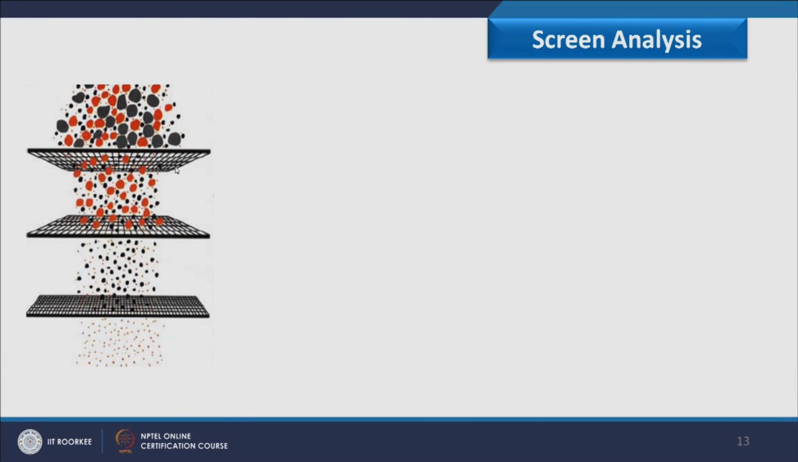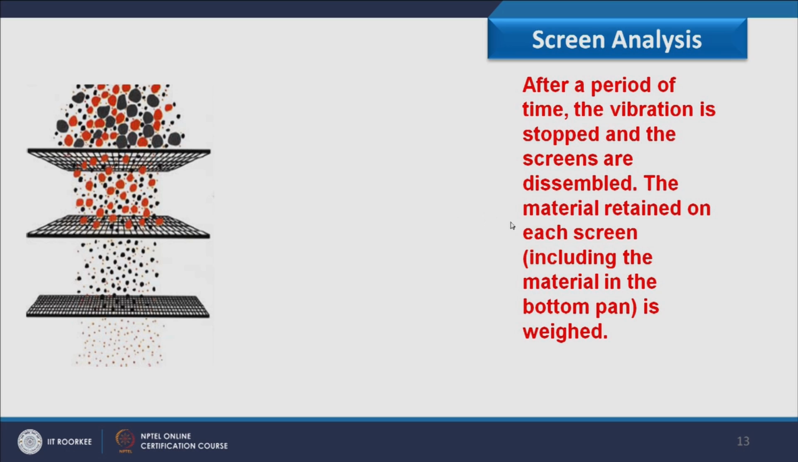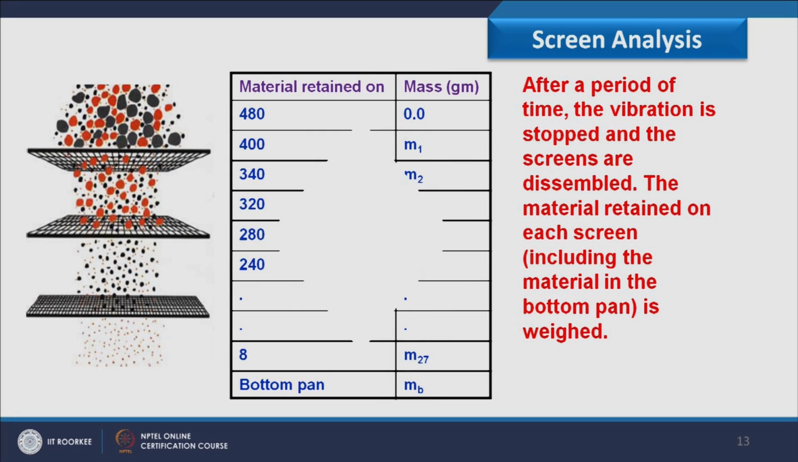Therefore, in this schematic I have shown what will happen. If you see this particular screen, it has the largest opening, and this particular screen has the smallest opening, and material is distributed according to its size. So, obviously the topmost has the coarsest material, and below the finest screen we have the finest material which is collected at the pan. So, after a period of time, the vibration is stopped and the screens are disassembled. The material retained on each screen, including the material in the bottom pan, is weighed.